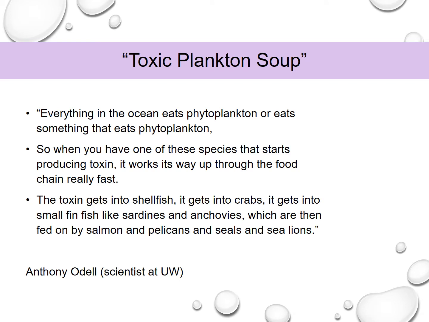So Anthony Odell, a scientist at UW, describes it as the toxic plankton soup. Everything in the ocean eats phytoplankton or eats something that eats phytoplankton. So when one of these species starts producing toxin, it works its way up through the food chain really fast. The toxin gets into shellfish, crabs, and small fin fish like sardines and anchovies, which are then fed on by salmon, pelicans, seals and sea lions.